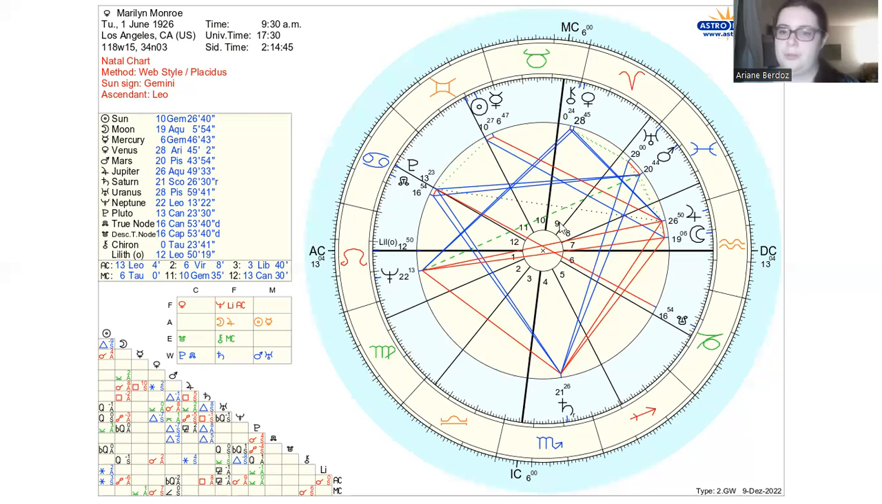And the eighth house also rules death. So sometimes, not always, please take that with a grain of salt, the placement we have in our eighth house will kind of give us an insight on how we might die.